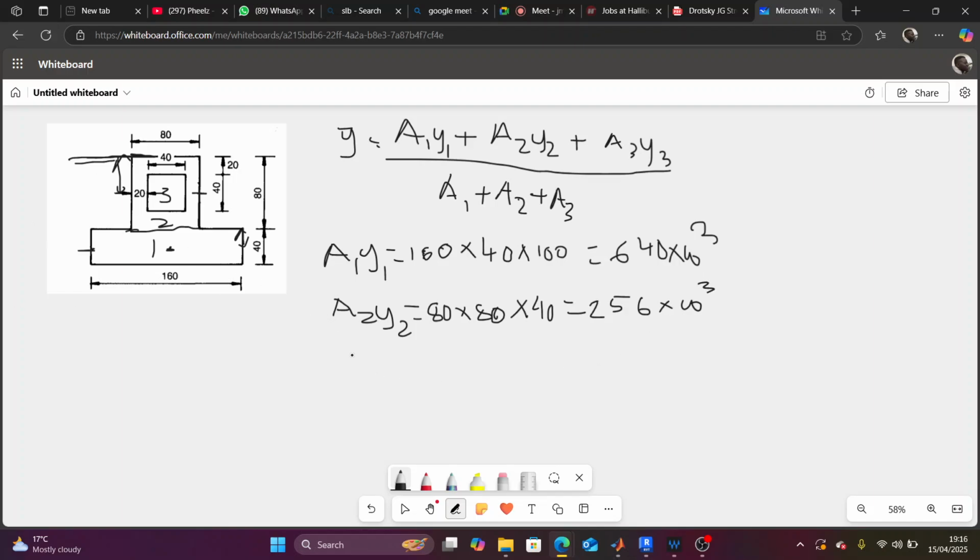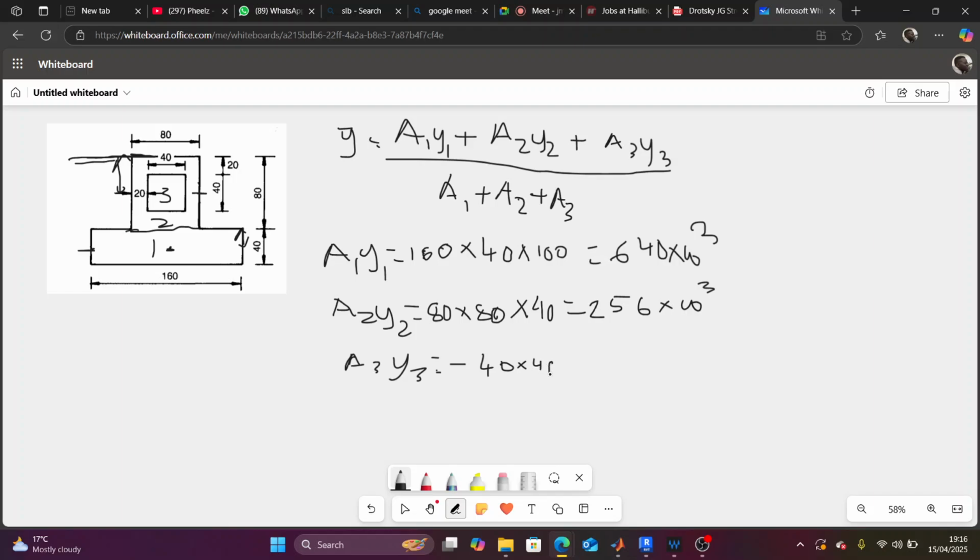Okay, Andile. Can we do a3 y3? What is a3 y3? It is the rectangular inside, right? And I just said a statement before we started. I said when we have something inside, what do we do? We subtract, right? So for this one, we're going to have negative. What is the area? The area is 40 multiplied by 40.